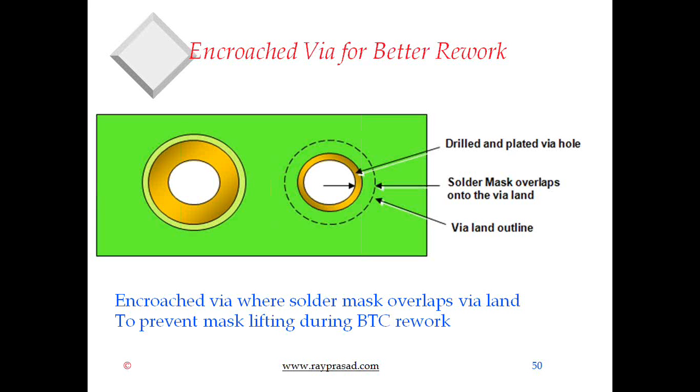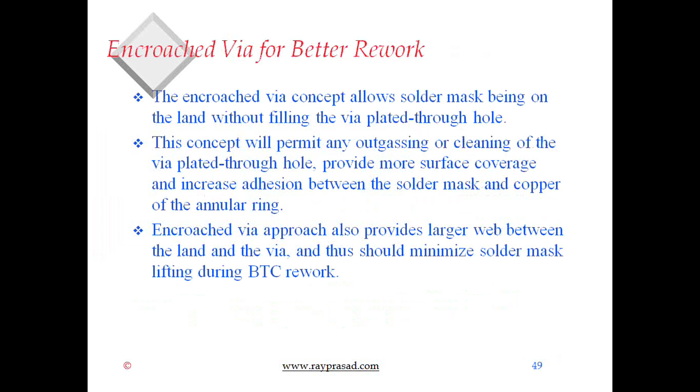But anyway, if there are thermal vias, you are not going to be soldering those things anyway, and it might be helpful for rework that you let the solder mask go over, because you're not putting solder here anyway. This is just to hold that copper in place during rework, so the solder mask does not lift during rework. Going back to 49, that's exactly what I just said. When you do the encroaching, it allows the solder mask on the land without filling the via plated through hole. So it will hold it in place.